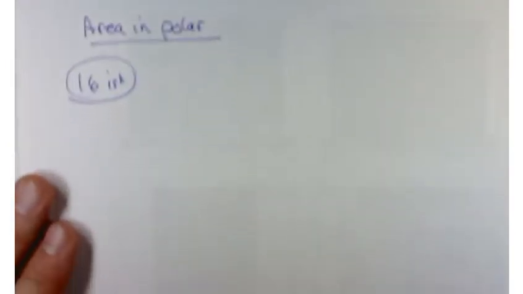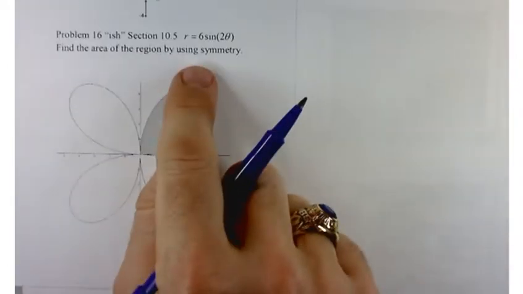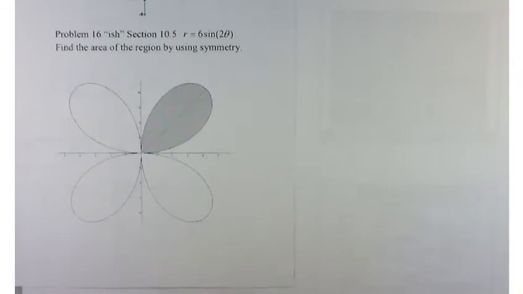Let's go ahead and try and find the area of a few of these things. We'll start out with problem number 16-ish. And that is, let's find the area of the leaves in this 4-leaf clover.